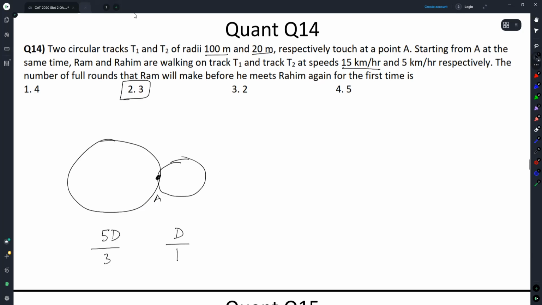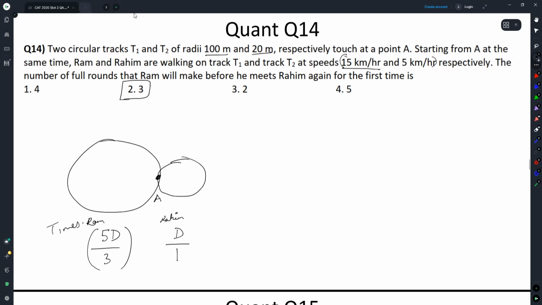I'm not really concerned with precise numbers. I can go precise, it wouldn't make a difference, but the ratio of 3, ratio of 1. So, can I say this guy completes a round after, these are times. For Ram, this is the time. For Rahim, this is the time. Rahim completes one round in D. Ram completes one round in 5D by 3.